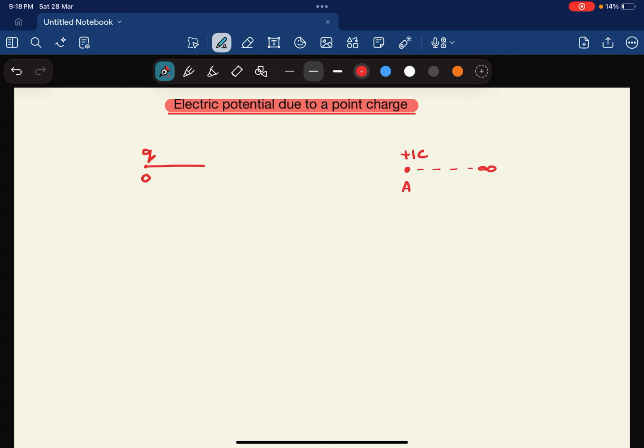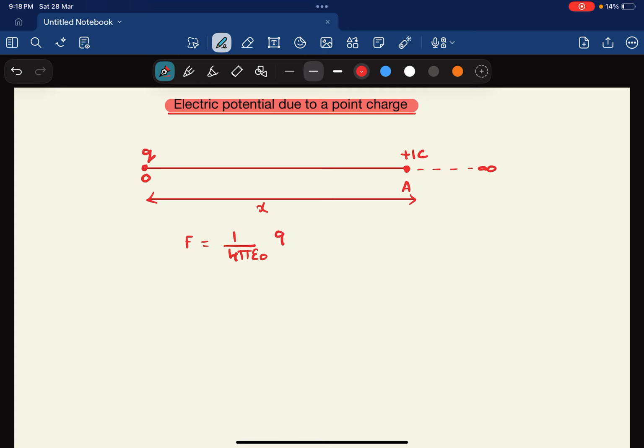So I'm connecting a line. The distance of separation between Q and the point charge, I'm taking as X. So X is the distance of separation between the charge Q and 1 coulomb. According to Coulomb's law, the electric force between the two charges is F is equal to 1 by 4 pi epsilon naught into Q1 Q2 by R square. Here Q1 value is Q and Q2 value is 1 coulomb.